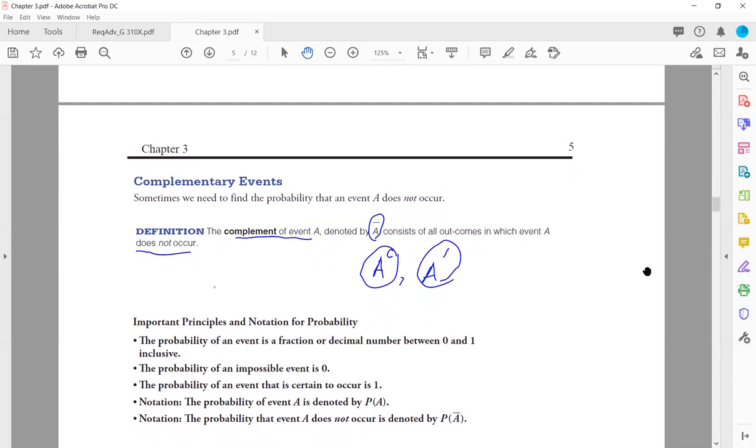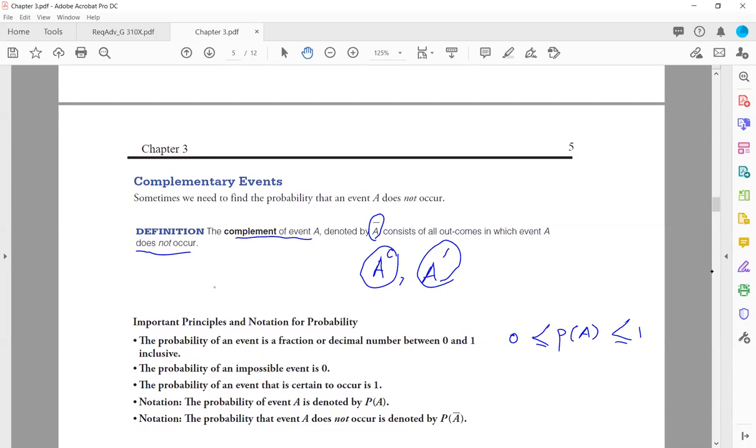Very well. Some important principles and notation for probability. First of all, you remember that the probability of an event is a number between 0 and 1. If that probability is not between these two numbers, it means that you made a mistake and you have to go back and check the algebra.